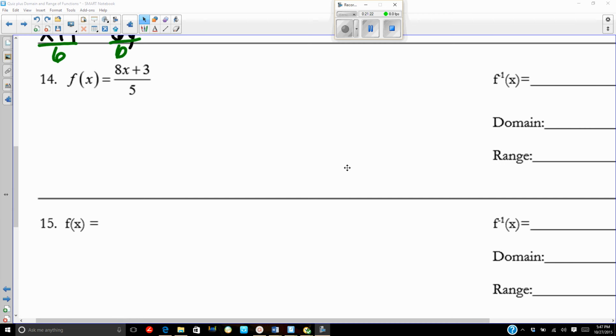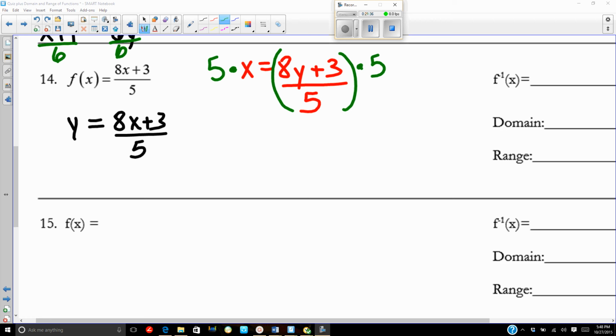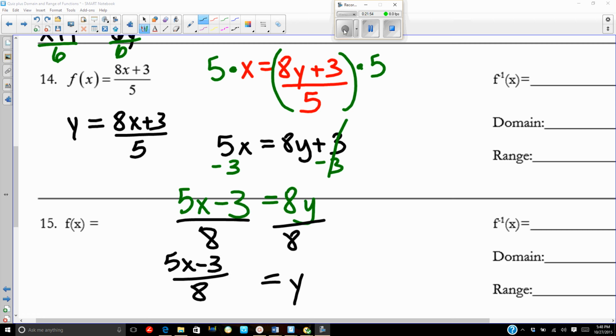All right, a couple more. Try 14. I'm going to ask you to pause it. I'm going to skip ahead in the work on number 14. So pause it now. Try it on your own, and you can check in here in just a minute. So you switch the x and the y. The first algebraic step should be to multiply both sides by 5, because this eliminates the fraction on the right-hand side and makes this problem much easier to solve. So there's your answer to 14.